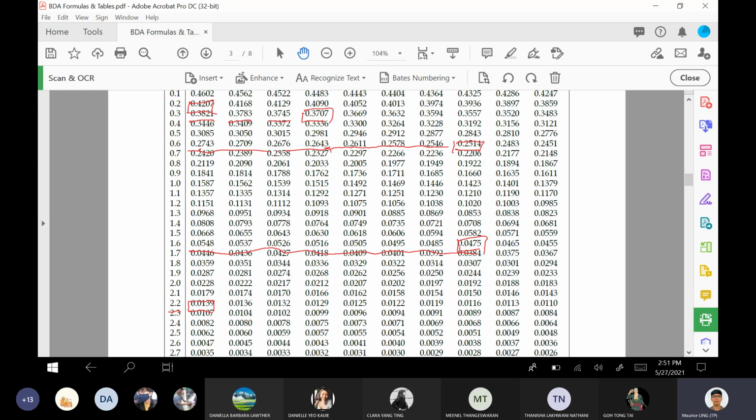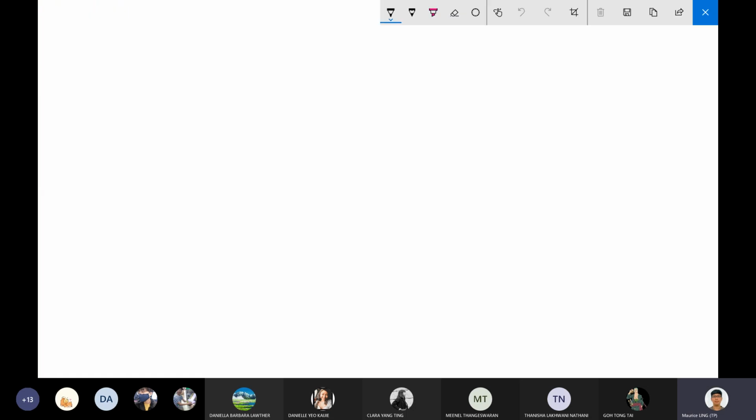So, tutorial questions. Question number 1. The answer is true, false, false, true, true. Why is question 1B false? Anybody? Anybody, why is question 1B false?